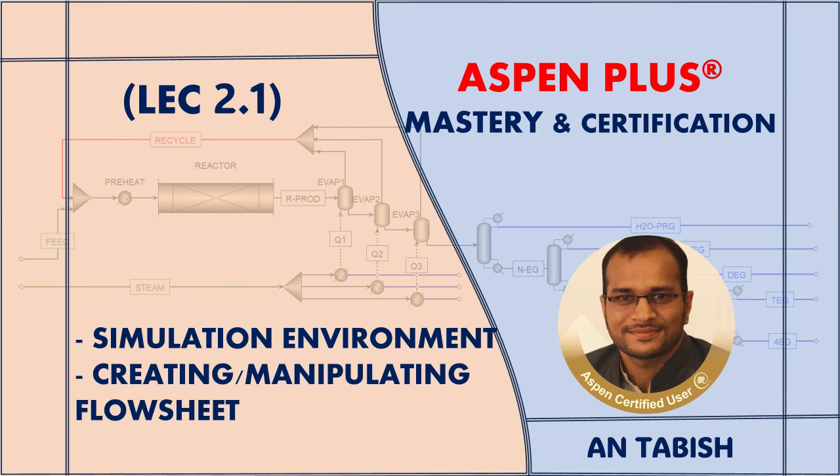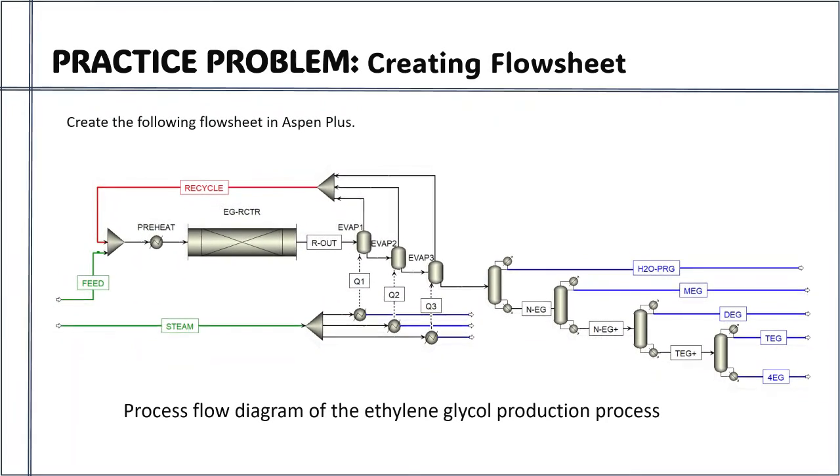In this tutorial, we had a detailed discussion about the simulation environment. Also, we have learned how to create and manipulate the flow sheet. For further practice, I suggest creating the following flow sheet. This is a typical flow diagram for the ethylene glycol production process. Draw this flow sheet and slightly tune the process streams of the flow sheet. Change the appearance of inlet streams to green color, outlet streams to blue color, and TS streams to red color. By drawing this flow sheet, you will thoroughly learn how to draw a flow sheet in Aspen Plus.